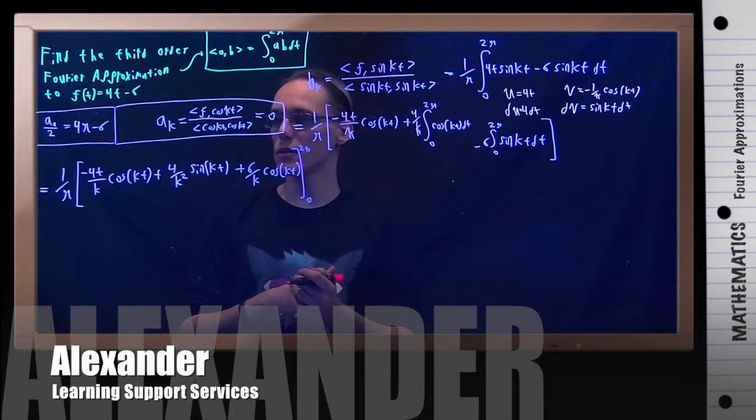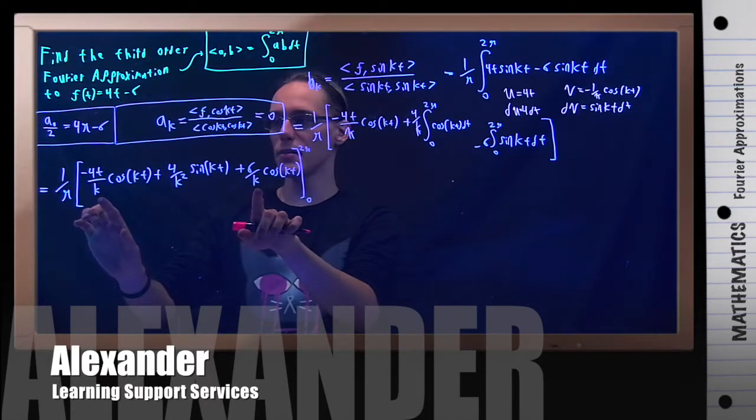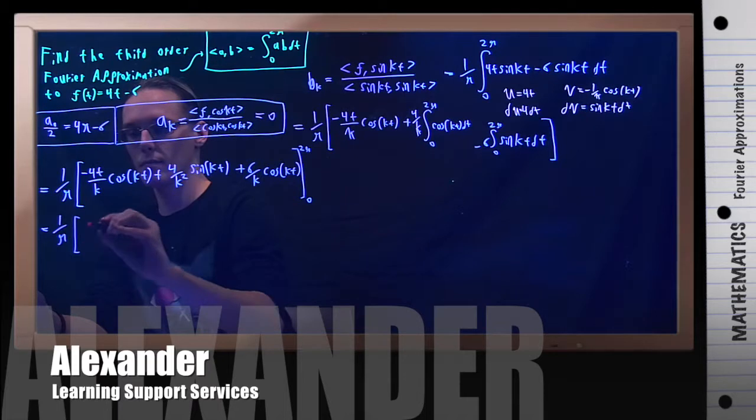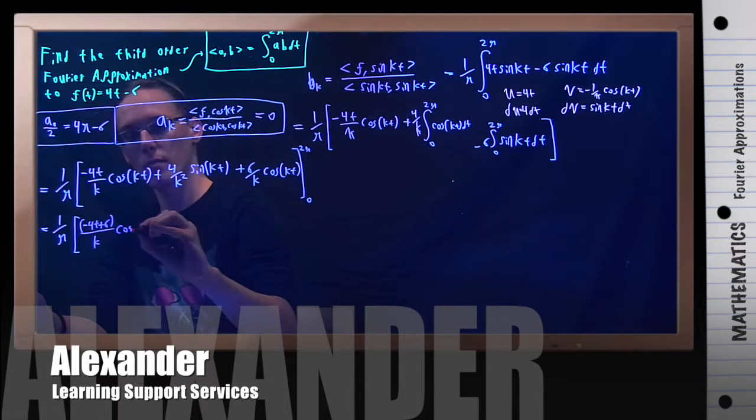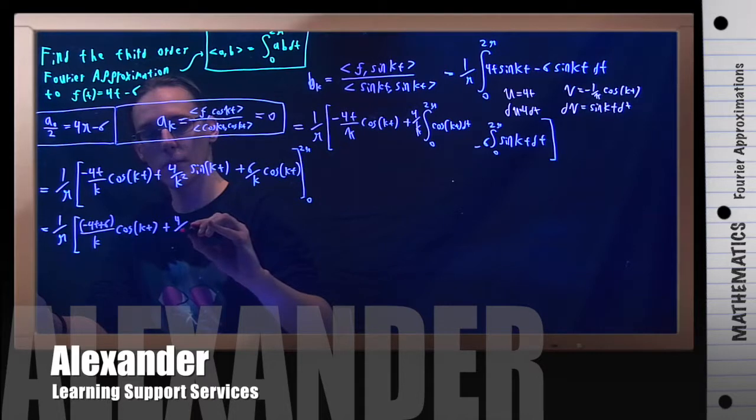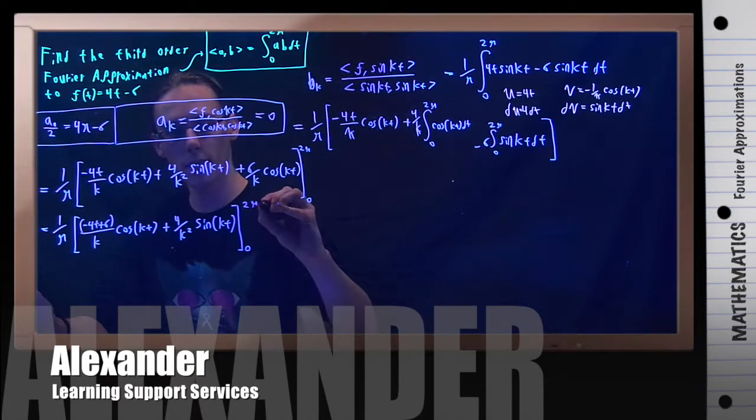Again, notice how similar this is. I have two cosine terms, so I can combine these. So I'm going to have 1 over pi, parentheses, negative 4t plus 6 over k, cosine of kt plus 4 over k squared sine of kt. Again, from 0 to 2 pi.